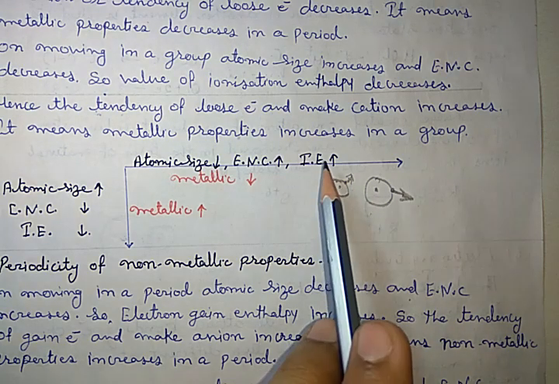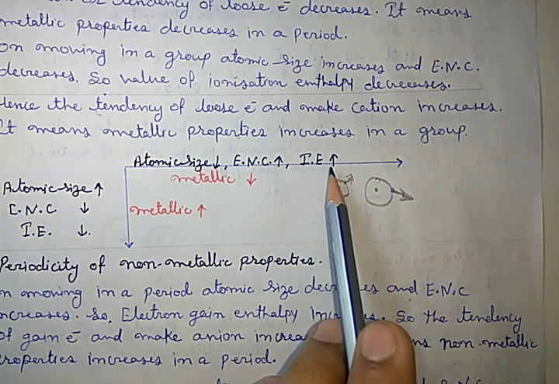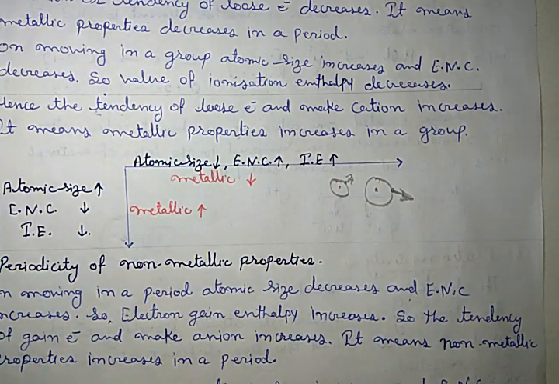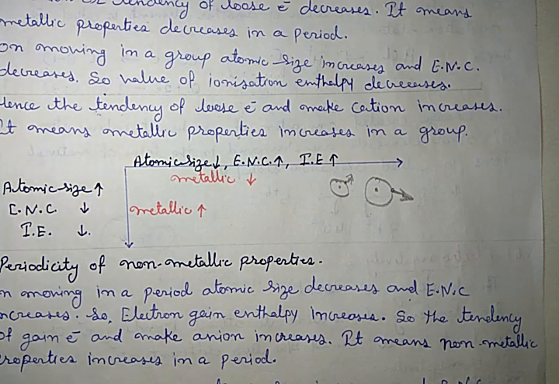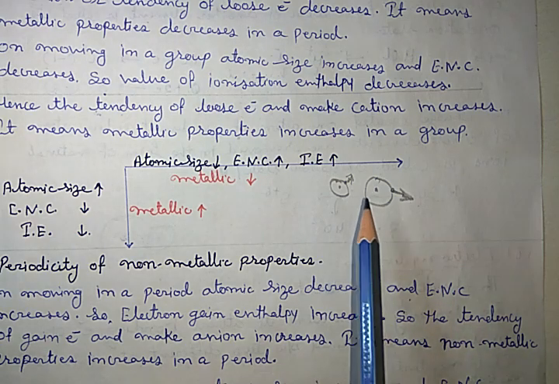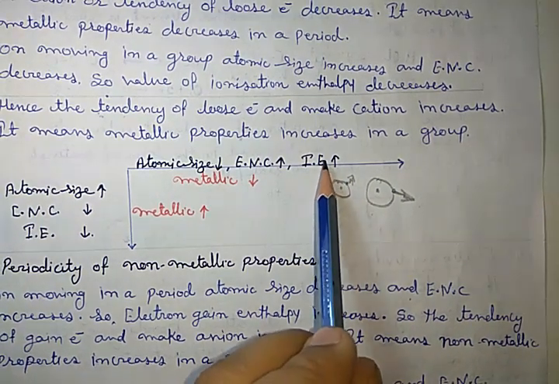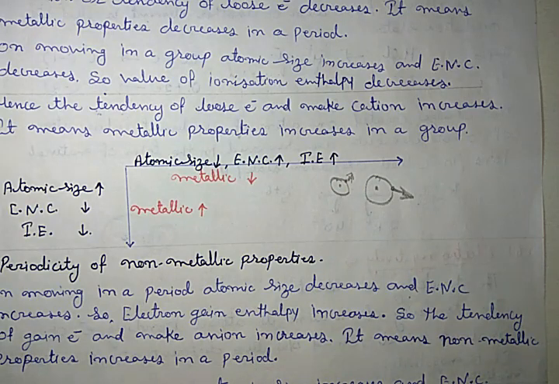Got it? The third factor affecting the metallic properties is ionization enthalpy. If it is less, then the removal or losing of an electron will be easier, because less energy is required, so the atom can easily donate an electron.